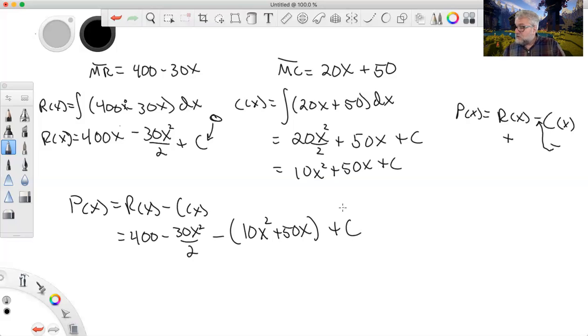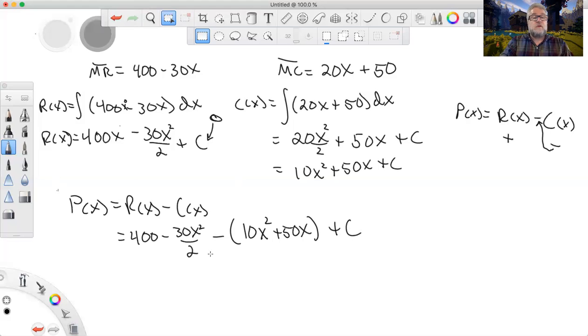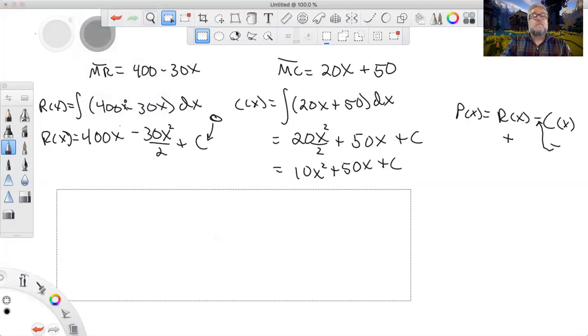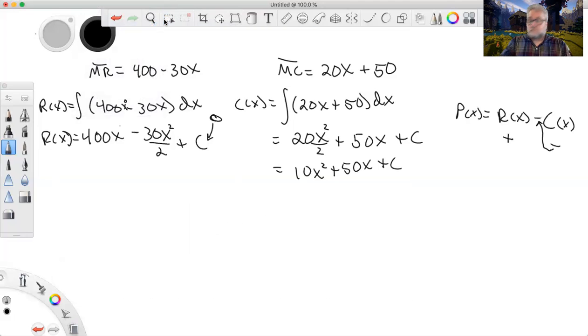So do we have information? Oh, I'm sorry. I lied to you. We have some information here. Let me get rid of this. The problem says when we make 5 units, the cost is equal to 1750.